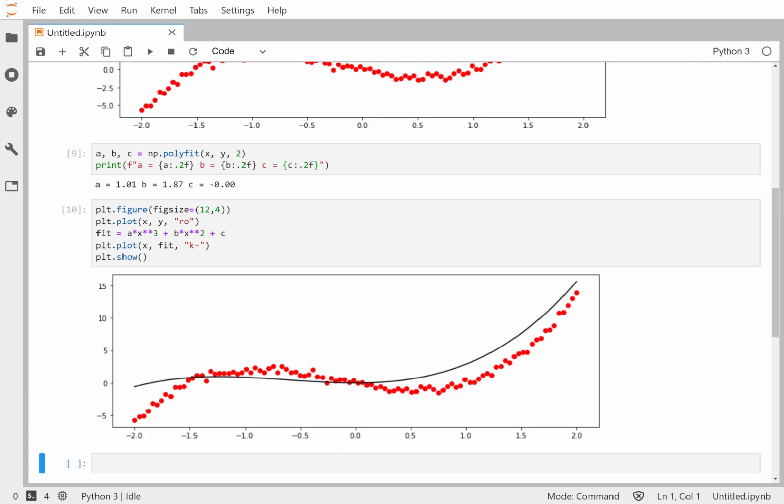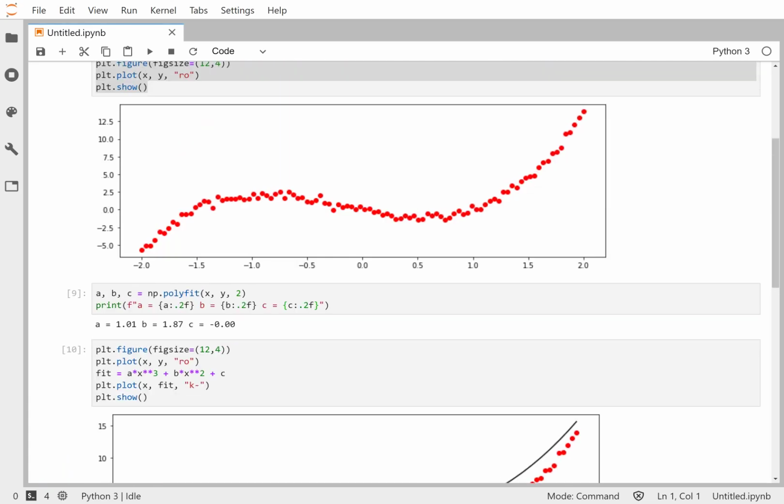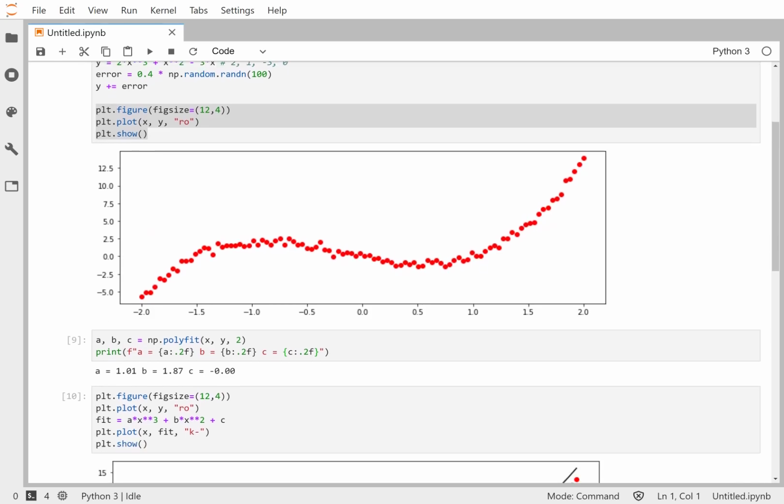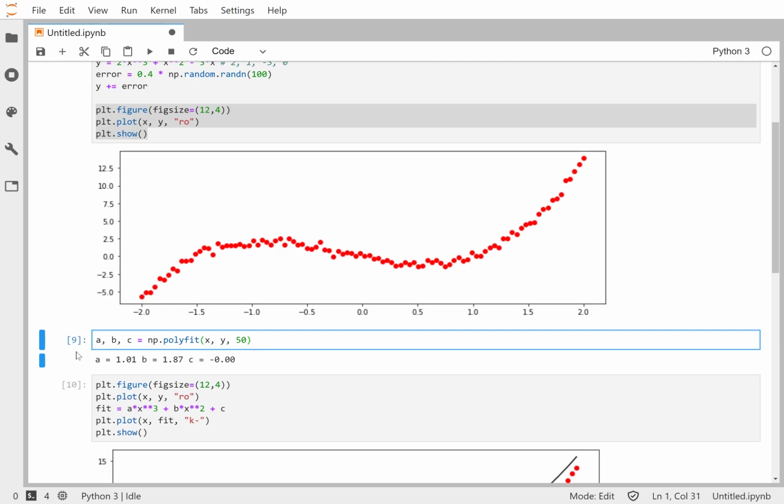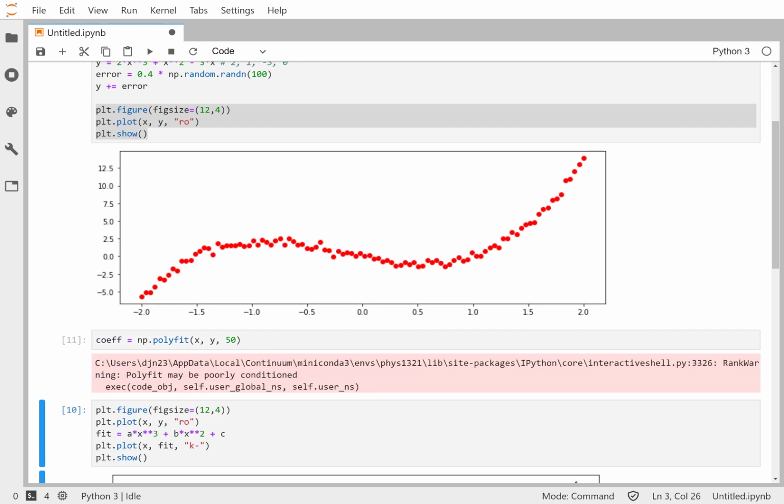Another way this can go wrong is something called overfitting. So here, what if instead of doing second order or third order, we went crazy and we did like 50th order? Of course, I don't want to print out all those coefficients. And so we need some better way to fit such a high order polynomial. We could just call this coefficients and just let it be an array of coefficients.